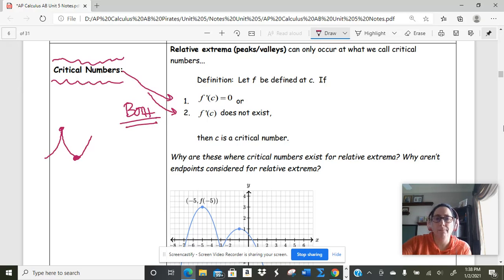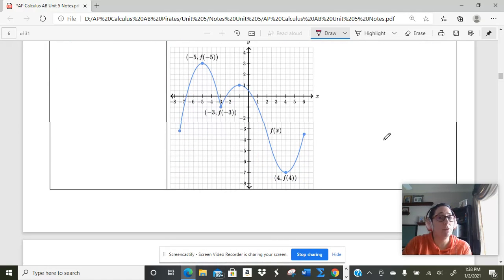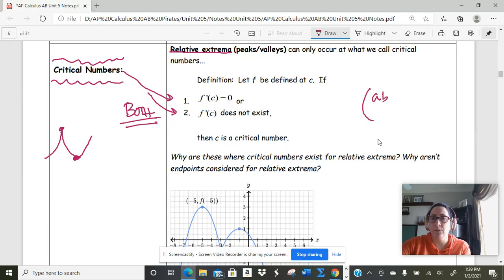Okay? So this is for relative extrema. Now, if I'm also looking for absolute extrema, then I include the endpoints as well. But if I just want to look for relative extrema, then I only have these two things. Okay? So absolute, you're also going to have endpoints, which we will get to.